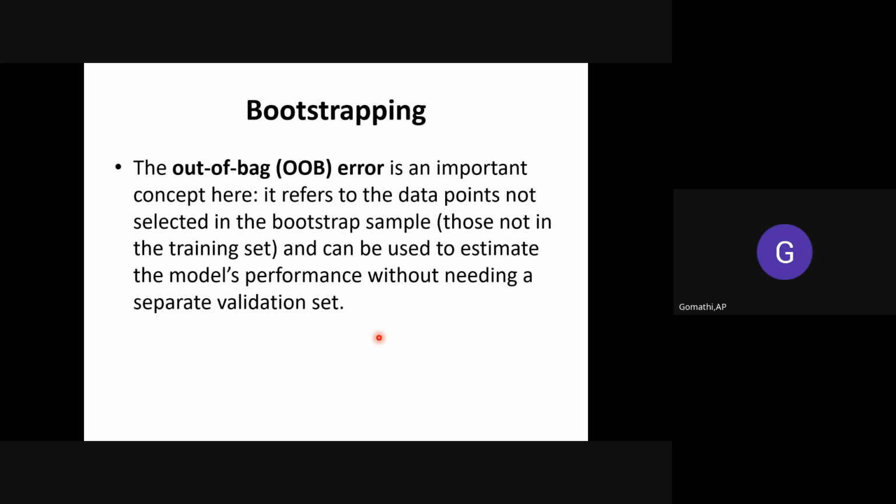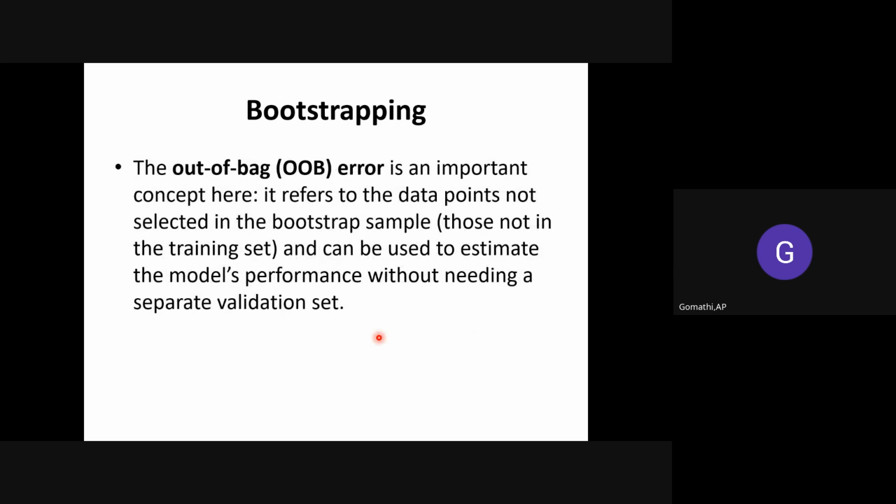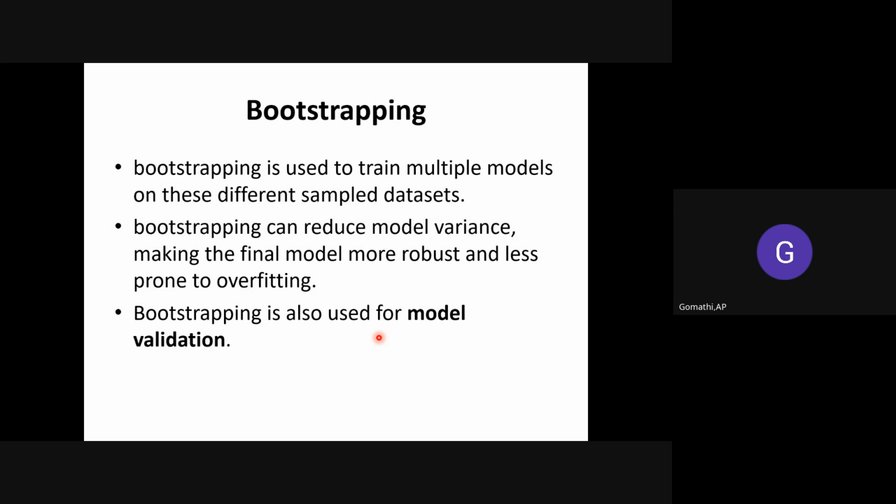Here, we have to note down an important concept, that is out-of-bag error. It is an important concept that refers to the data points not selected in the bootstrap sample, which can be used to estimate the model's performance without needing a separate validation data set. So how does bootstrapping work? We have to concentrate on three important concepts in bootstrapping: resampling, repeat sampling, and the aggregation of results.